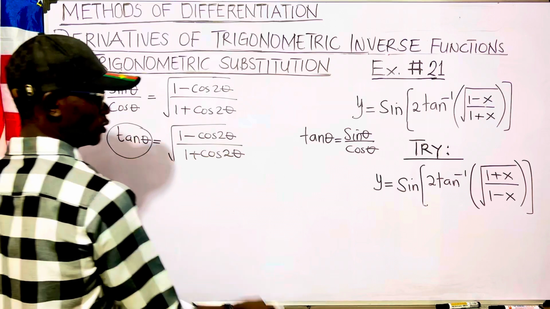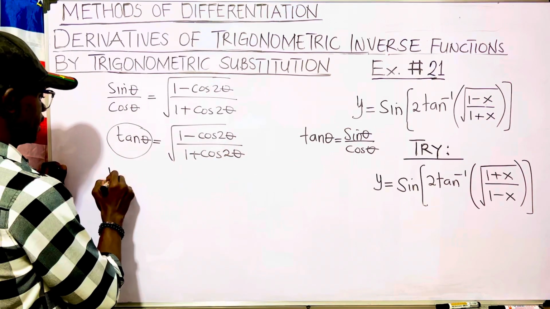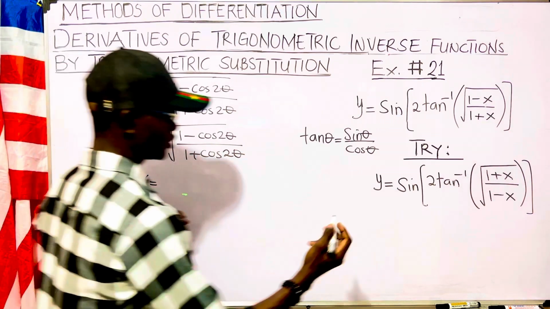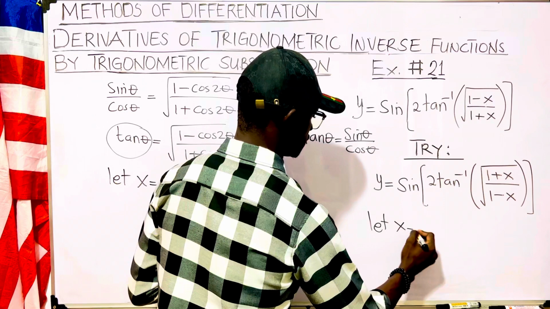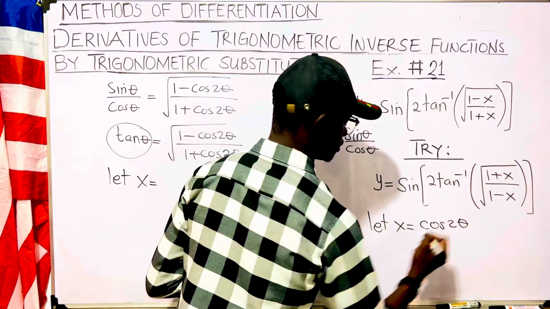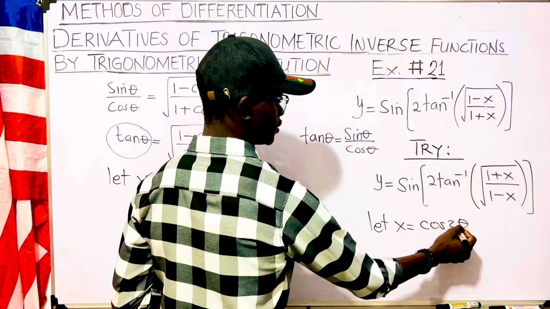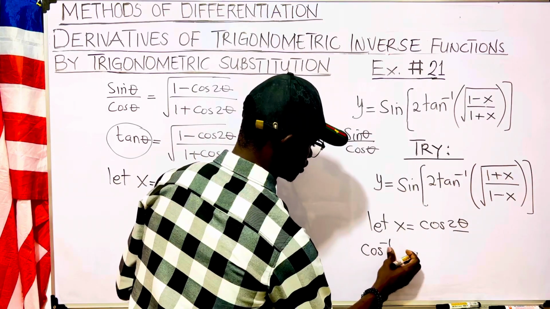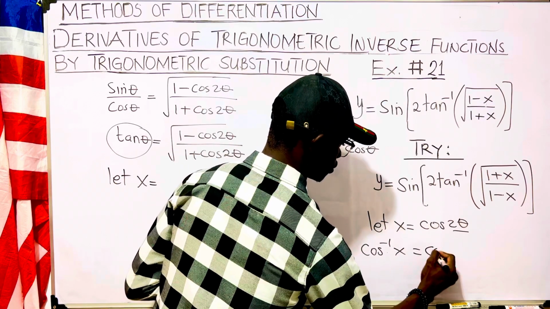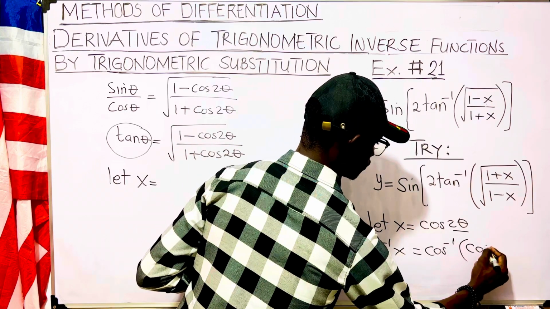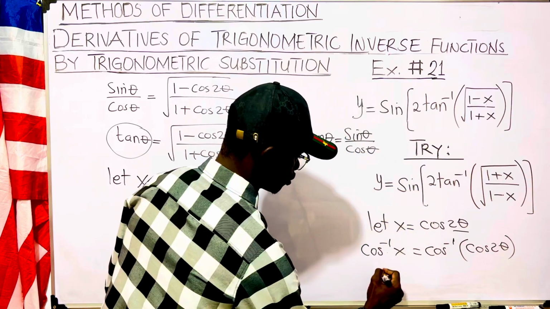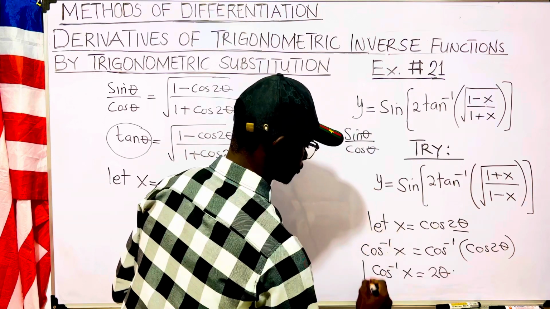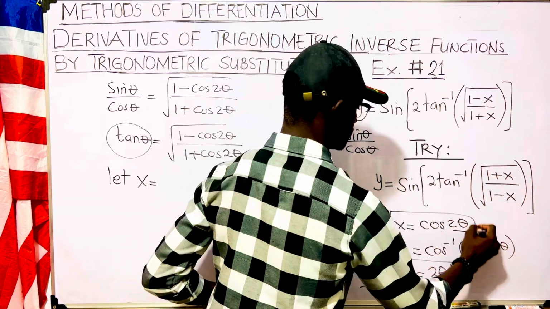Okay, so we say let x equal cos of 2 theta. So we can solve for this 2 theta by taking cos inverse on both sides of the equation. Cos inverse of x equals cos inverse of cos of 2 theta. So cos inverse of x will just equal 2 theta. So let's keep this. We're going to use it.